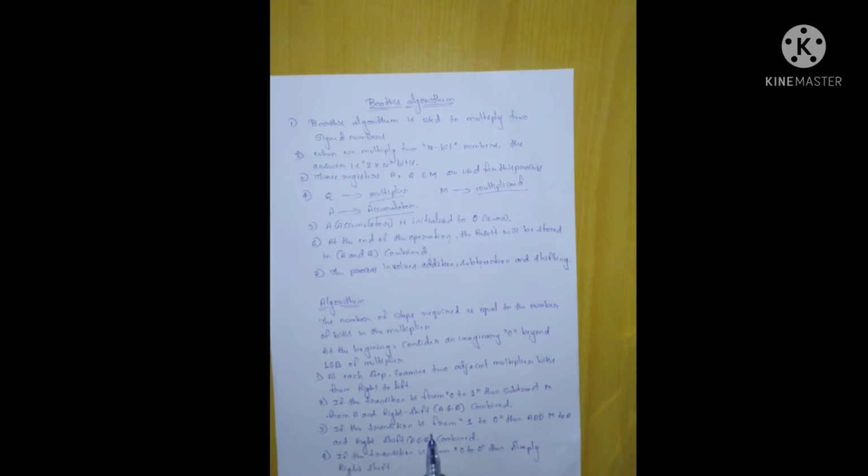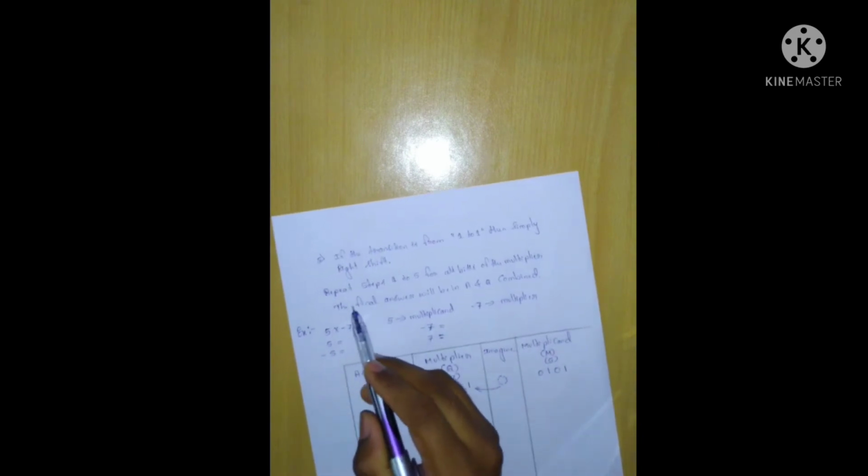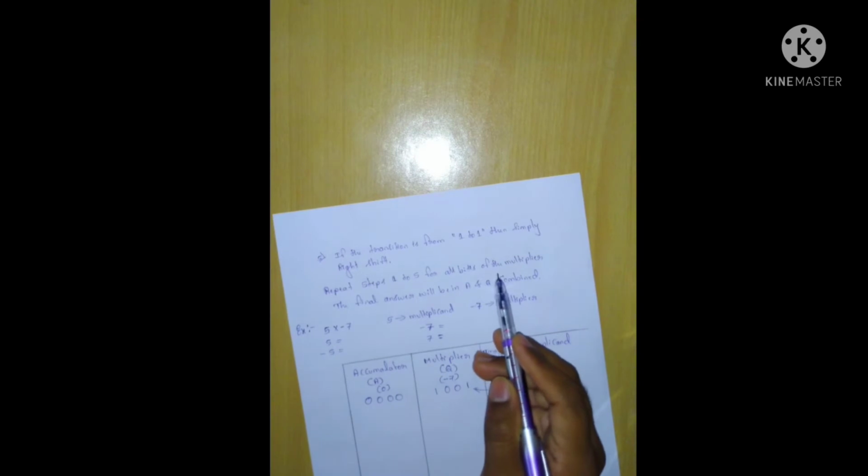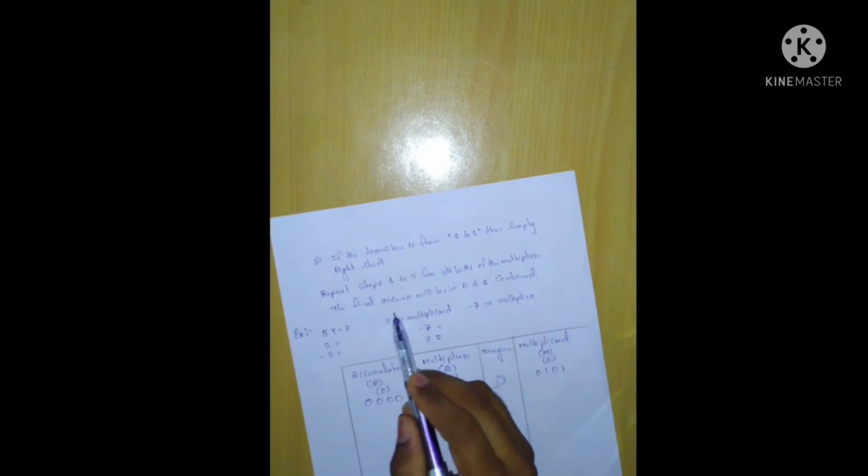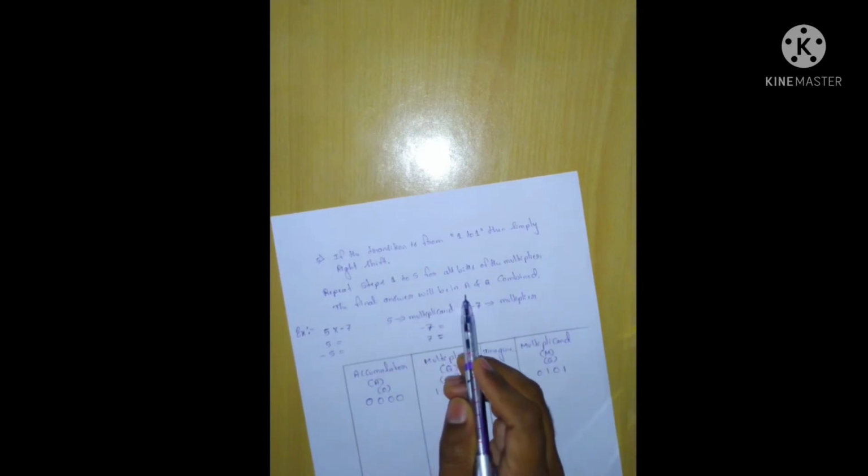If the transition is from 1 to 0, then add M to the accumulator and right shift both the accumulator as well as the multiplier. If the transition is from 0 to 0, then simply right shift. If the transition is from 1 to 1, then simply right shift. Repeat steps 1 to 5 for all the bits of the multiplier. The final answer will be in both the accumulator as well as in the multiplier.